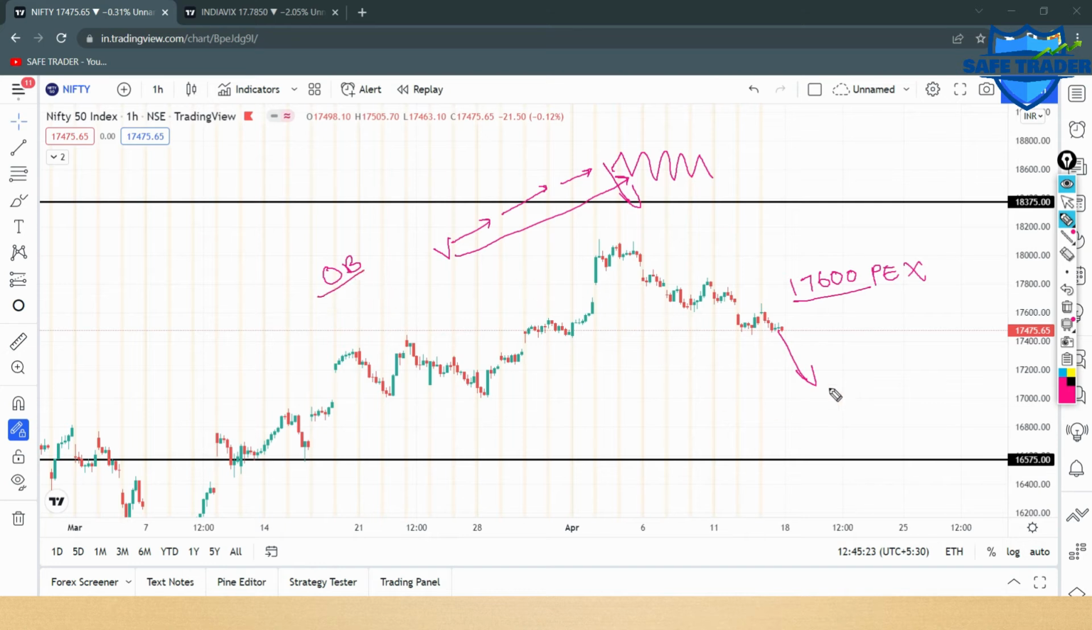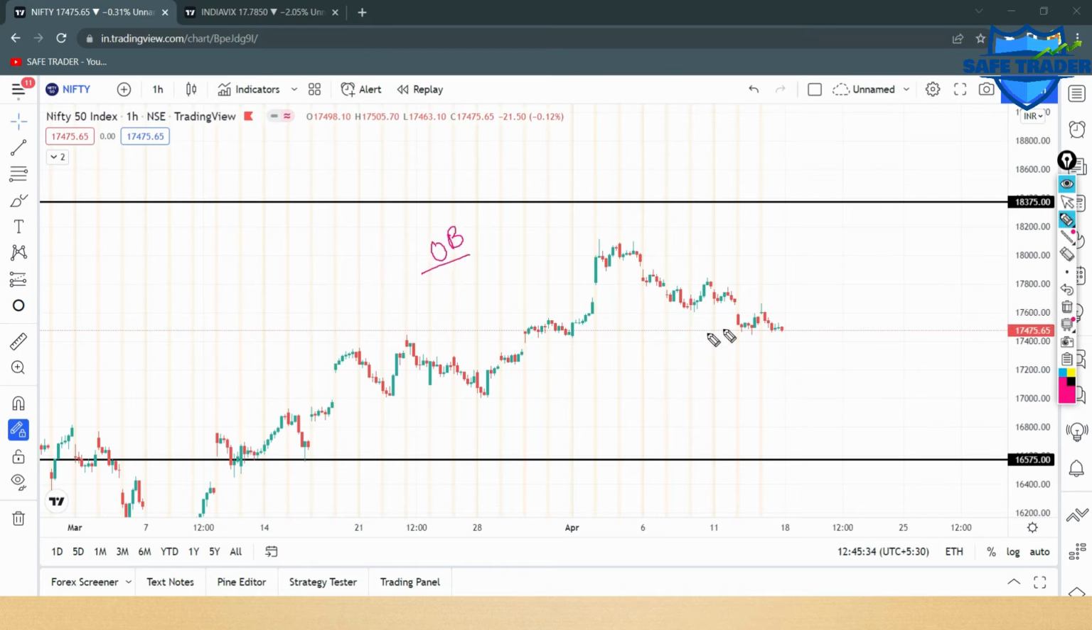Or imagine an option buyer is waiting for either the support zone or resistance zone to come in. So an option buyer is still waiting. See, he hasn't taken a trade, for example.